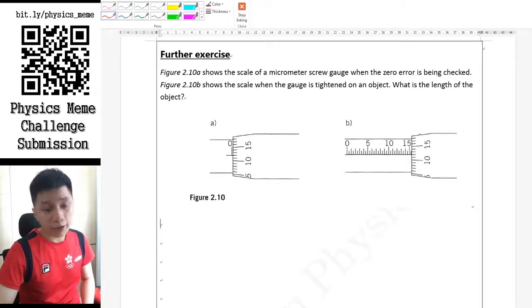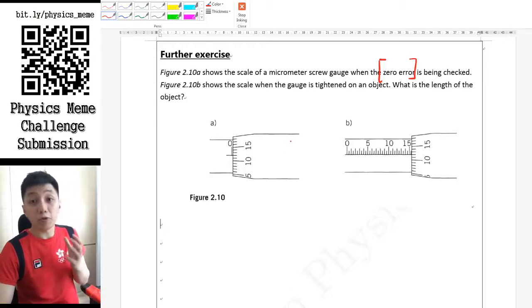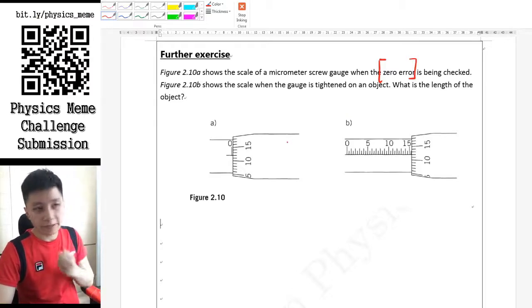Let's talk about zero error. In this page of the notes, you will see the word zero error here. In case you don't know what it is, let me explain to you with an example.